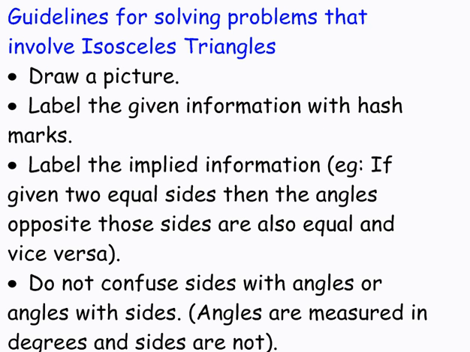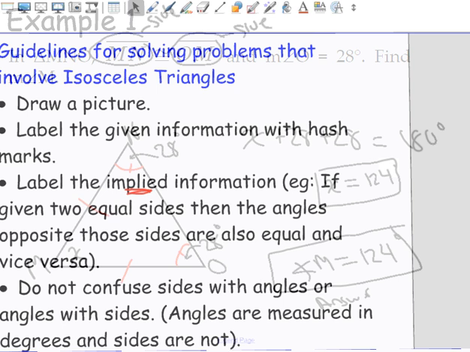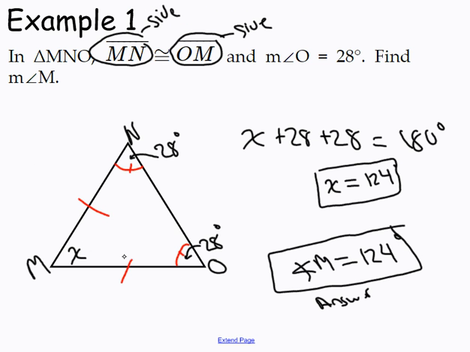Then you want to label the implied information. So if given two equal sides, then the angles opposite those sides are also equal. So since I knew these two sides are equal, I knew that the angles opposite those sides must also be equal. So I knew this angle O had to be equal to angle N. And then you could just take it from there.